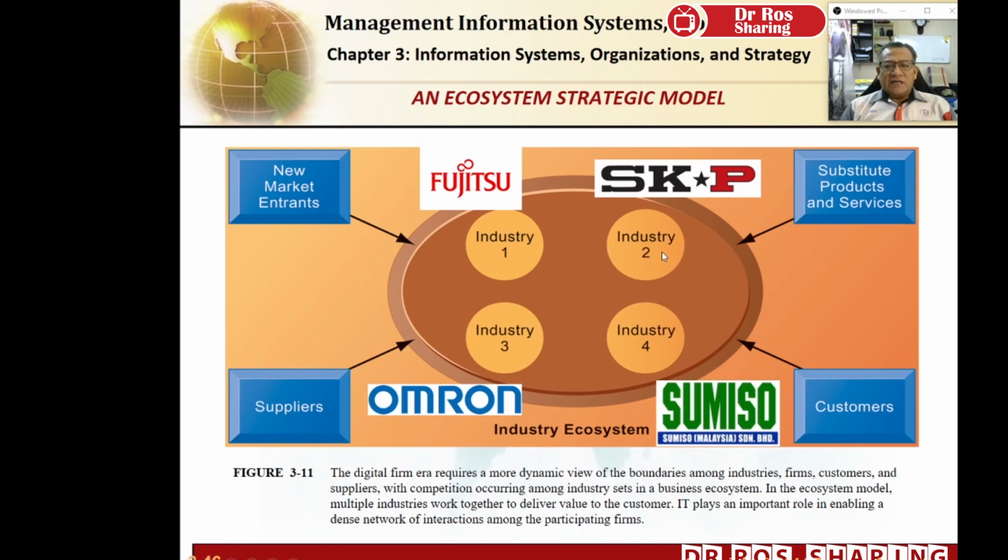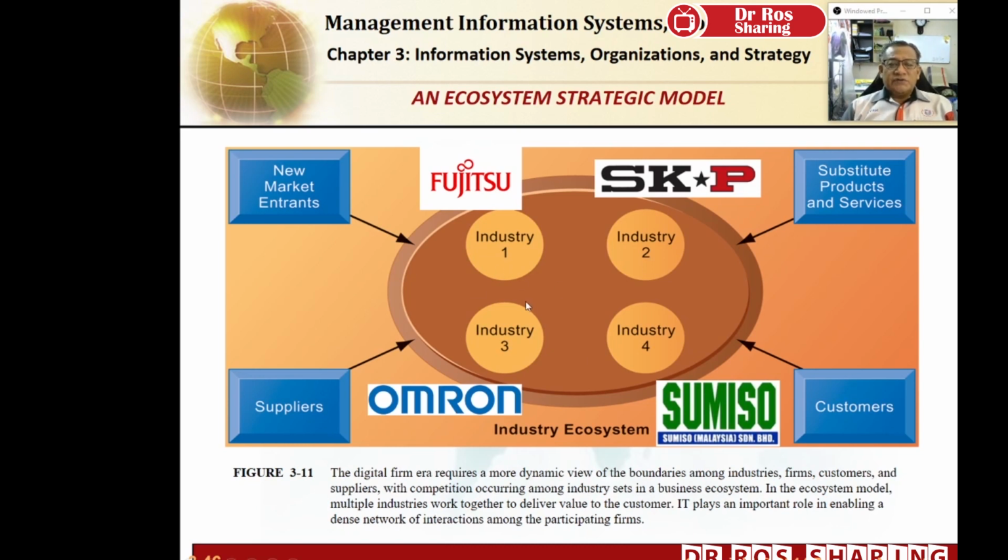And of course, they have a good bond with industry two, which is plastic injection molding, SKP Plastic in Batu Pahat. And of course, they need a transporter to transport their raw material, to transport their finished goods to customers, and to transport the finished goods to the port for export purposes. So they engage a transporting company like Sumiso.